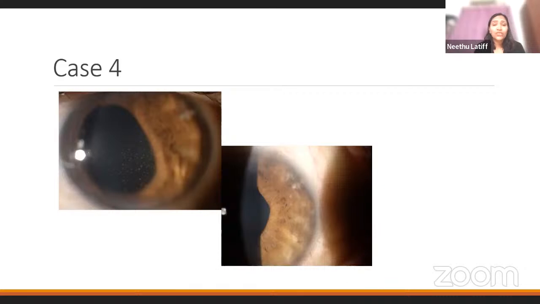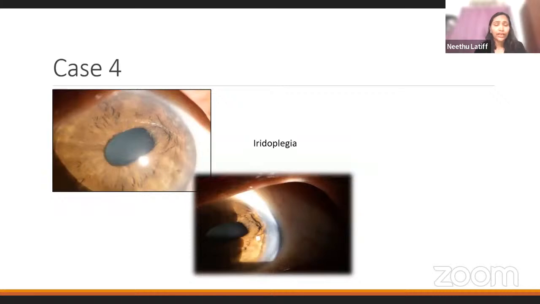I just put up this case to show the D-shaped pupil in this patient. You can note the D-shaped pupil and the iris atrophic patches. So even after treating with antivirals and topicals, this is the 2 months follow-up. The uveitis is under control, but the shape of the pupil remains the same.